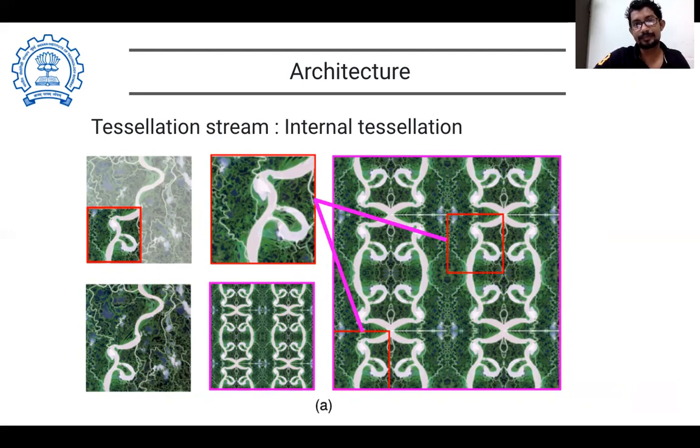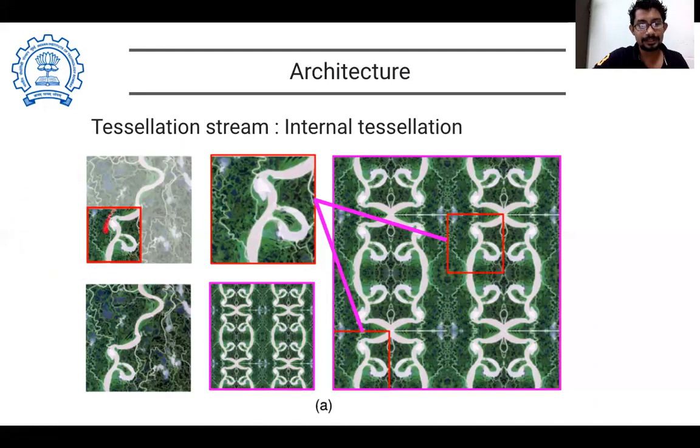And the second property that we will be leveraging is that the tessellated image should give us a context that corresponds to the original image. This is favorable in the case of remote sensing images, where tessellation of a remote sensing image, let us say of the class river, would definitely be an image of class river. So here we propose two tessellations. One is internal tessellation and the other is external tessellation.